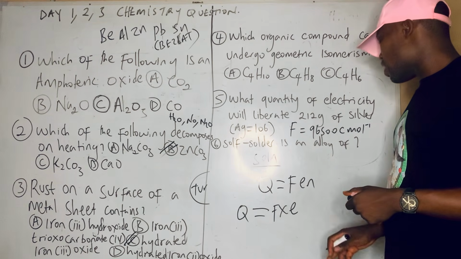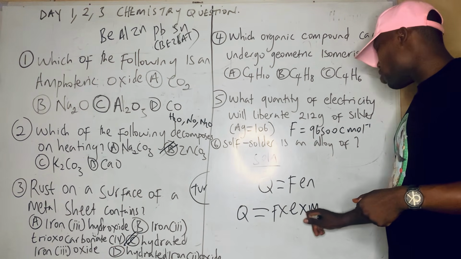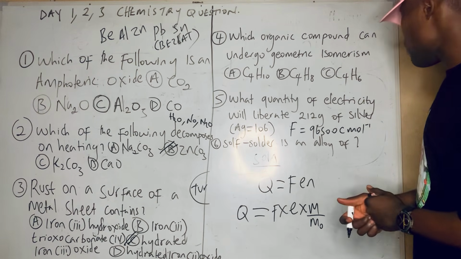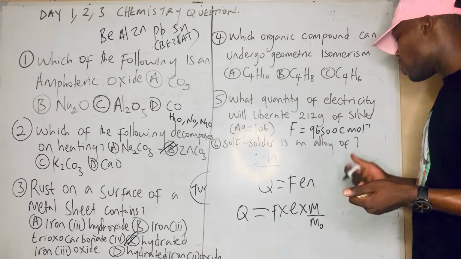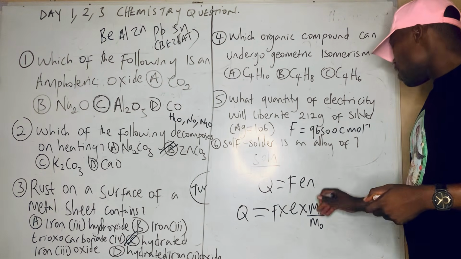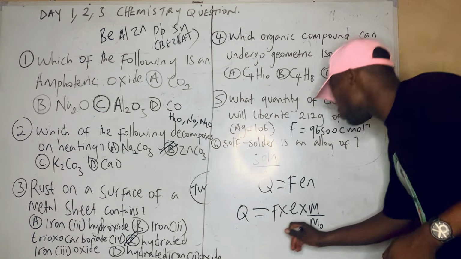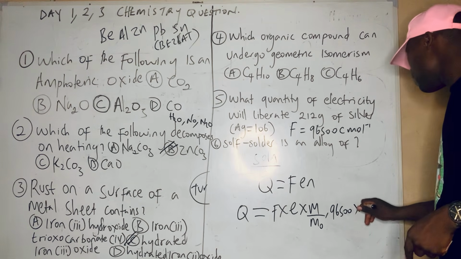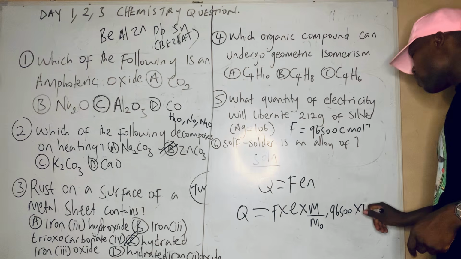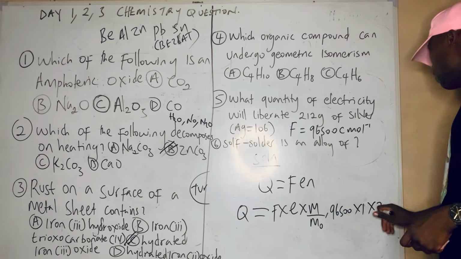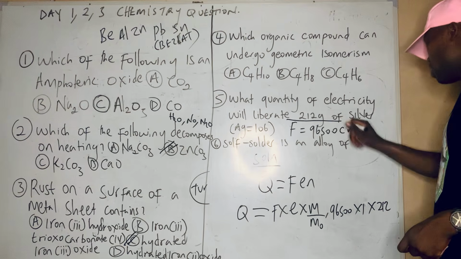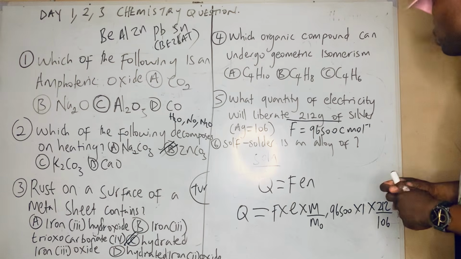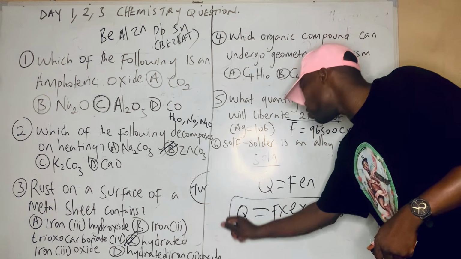The n is mass over molar mass. So the molar mass is 106 and our mass is 212. You might not even need a calculator; you can just do it in your spare time. So how do you solve this question? F is 96500, the charge on silver is 1, and the mass of silver is 212 grams, all over 106. The person that sent me this question did not give me options. So this is how you calculate for Q.